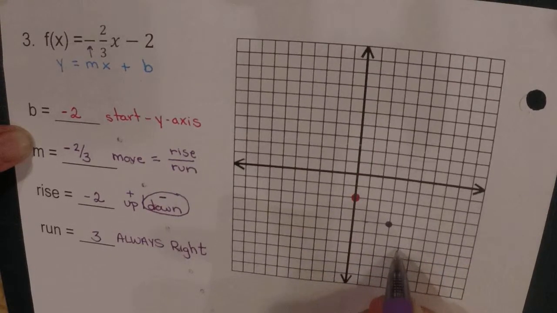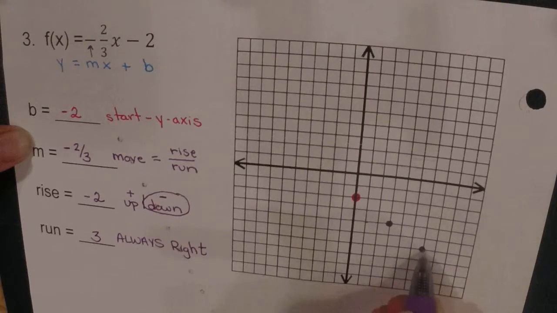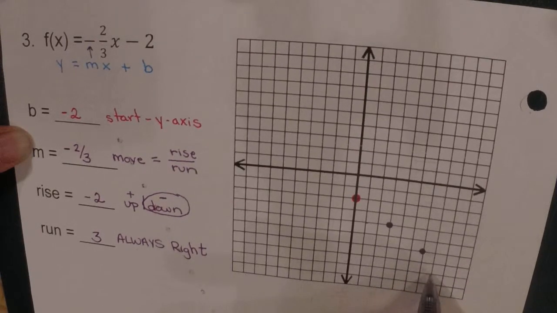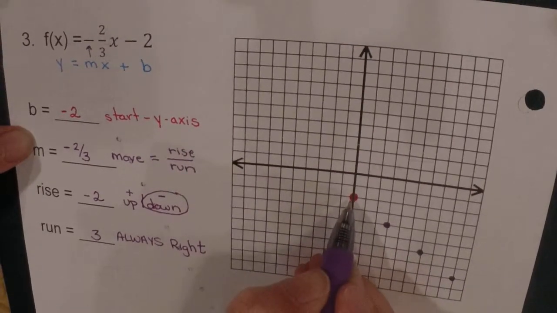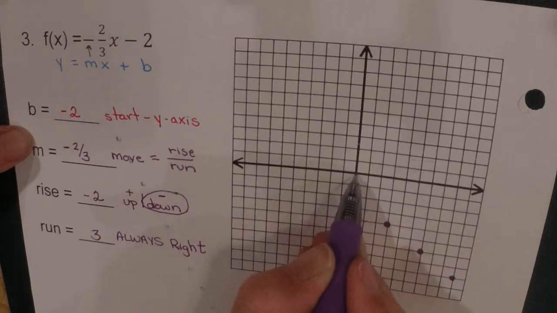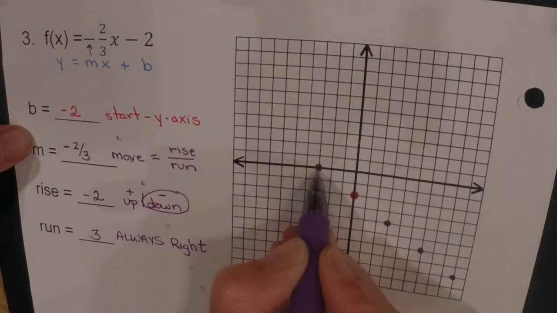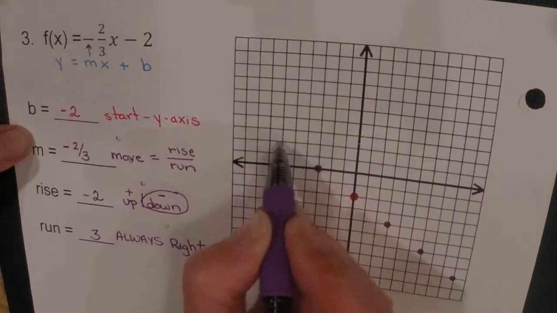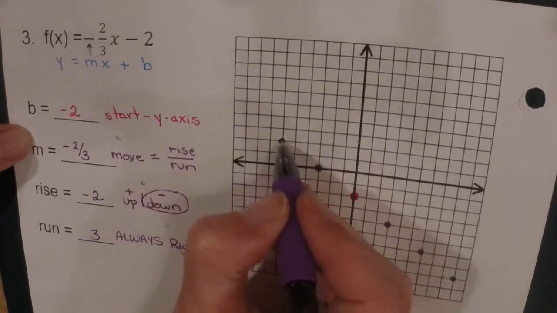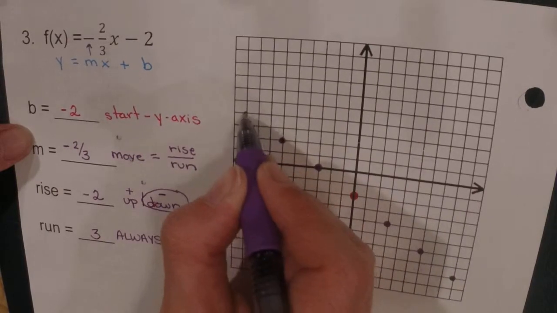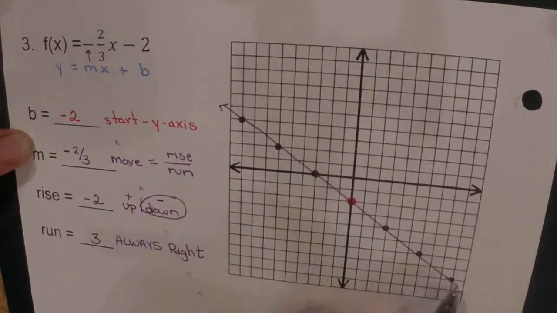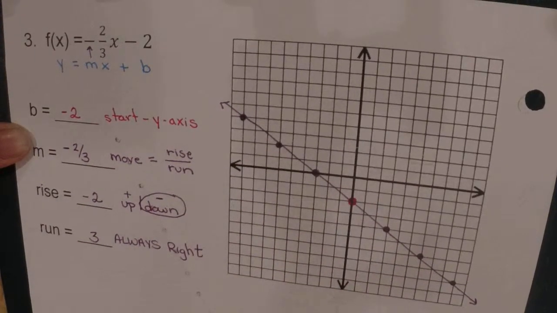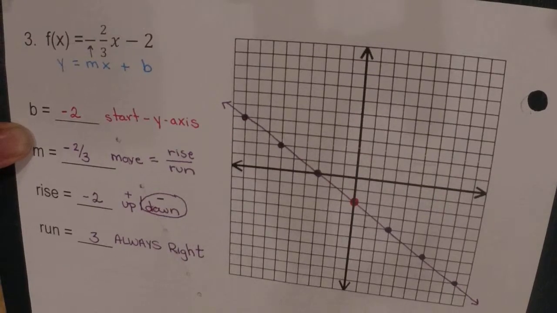Down 2, right 3, put a point. Down 2, right 3, put a point. And then I can do the same thing to go backwards. Up 2, left 3. Very good. And again, we connect the dots so that we have a linear function and not a scatter plot. So you try the graph at the bottom and see if you can get that on your own.